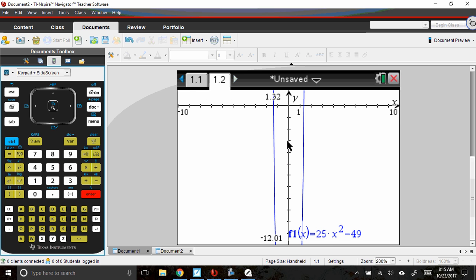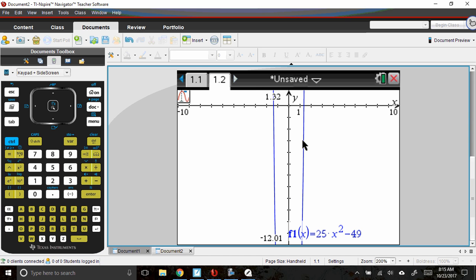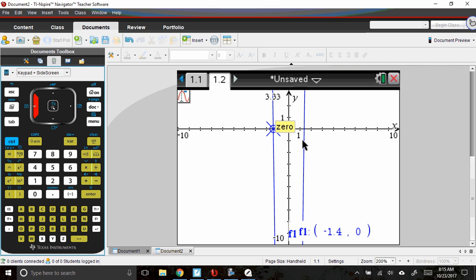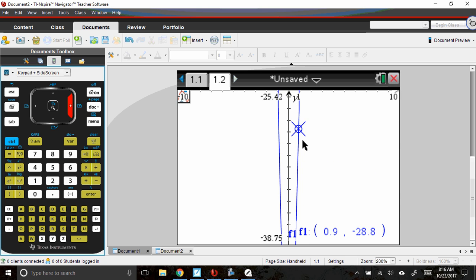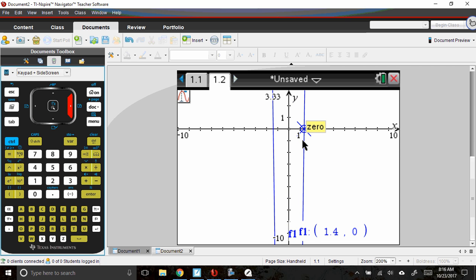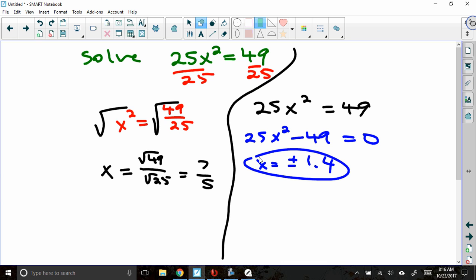I think it's pretty clear from the graph that there are two answers, and they're going to be plus or minus the same thing. So menu, trace, graph trace. Negative 1.4, and positive 1.4. So x is equal to plus or minus 1.4. So there are two answers to this. And 7/5 is actually the same thing as 1.4.